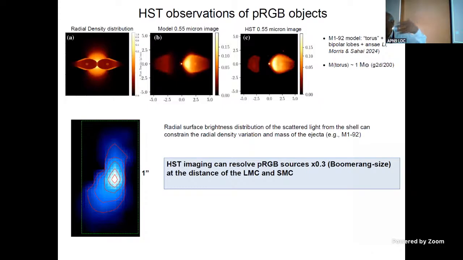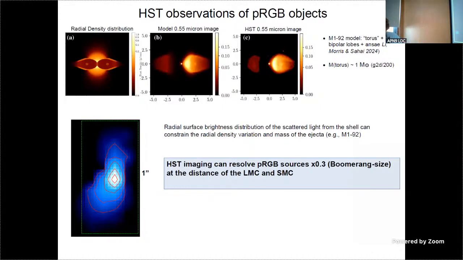Now I'm going to come to what we can do with other observatories. So the HST observations of the scattered light can really help. For example, here's a model of the pre-planetary nebula IRAS 1-92, and a model of the scattered light tells us that there's a mass of about 1 solar mass in this sort of torus-like structure. Here's what the Boomerang Nebula would look like if it was at the distance of the SMC. And basically, if we got HST images, we can actually resolve the post-RGB sources, which are even about a third of the size of what you see for the Boomerang.